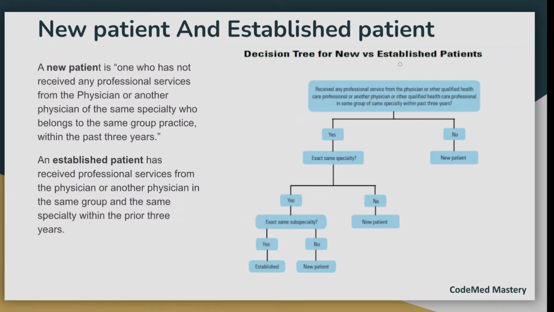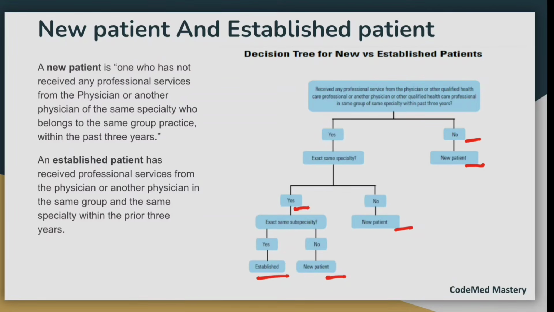Now there is a decision tree for new versus established patients. This is present in your CPT book, page number 5. This tree helps you to understand new and established patients. Received any professional service from the physician or other qualified healthcare professional in the same group of same specialty within the past 3 years? If no, he becomes a new patient. If yes, then is it the exact same specialty? If no, it is a new patient again. If it is the same specialty, that is yes, then exact same specialty. If no, he becomes a new patient. If yes, he is established.